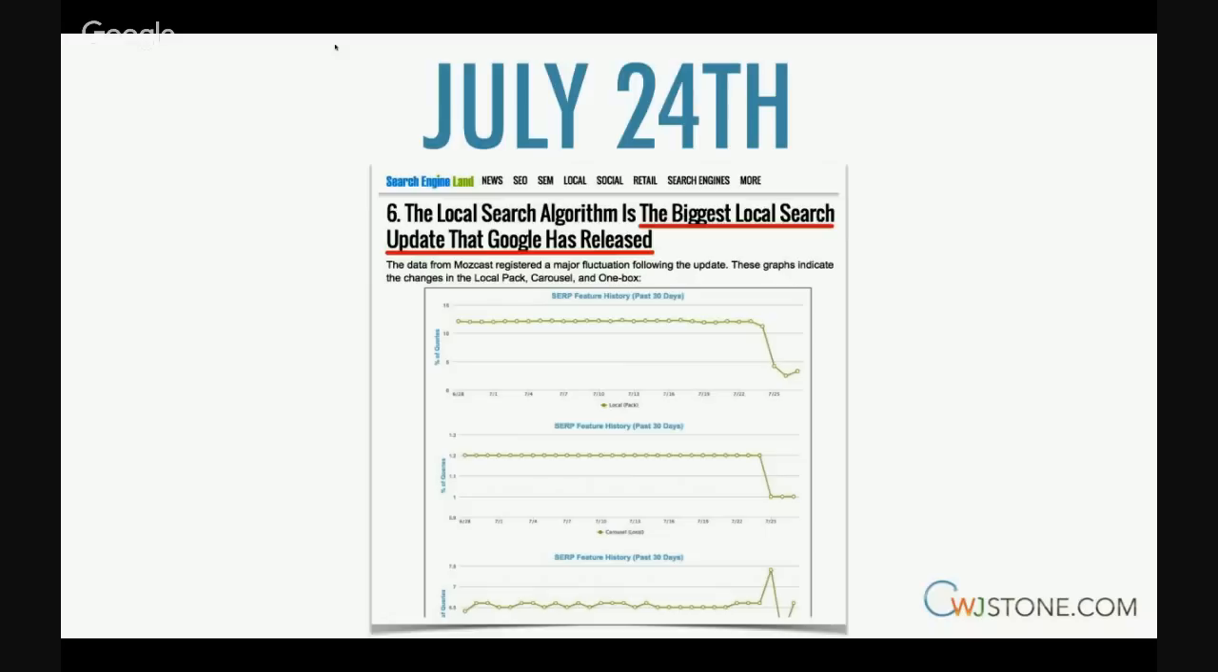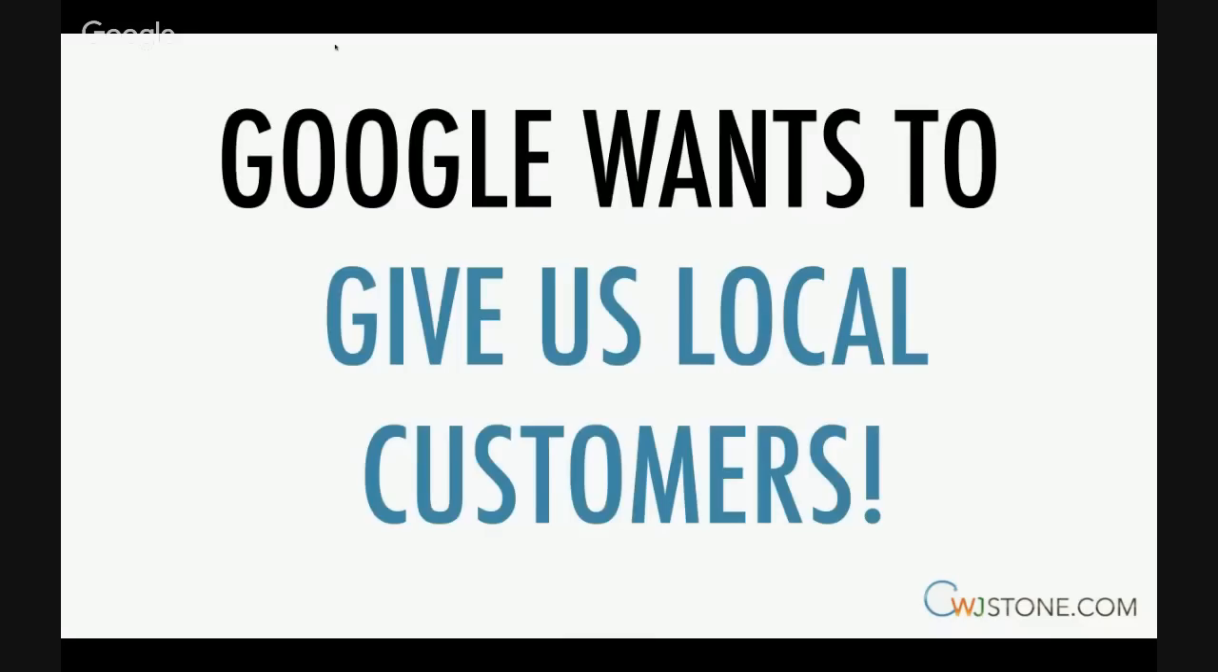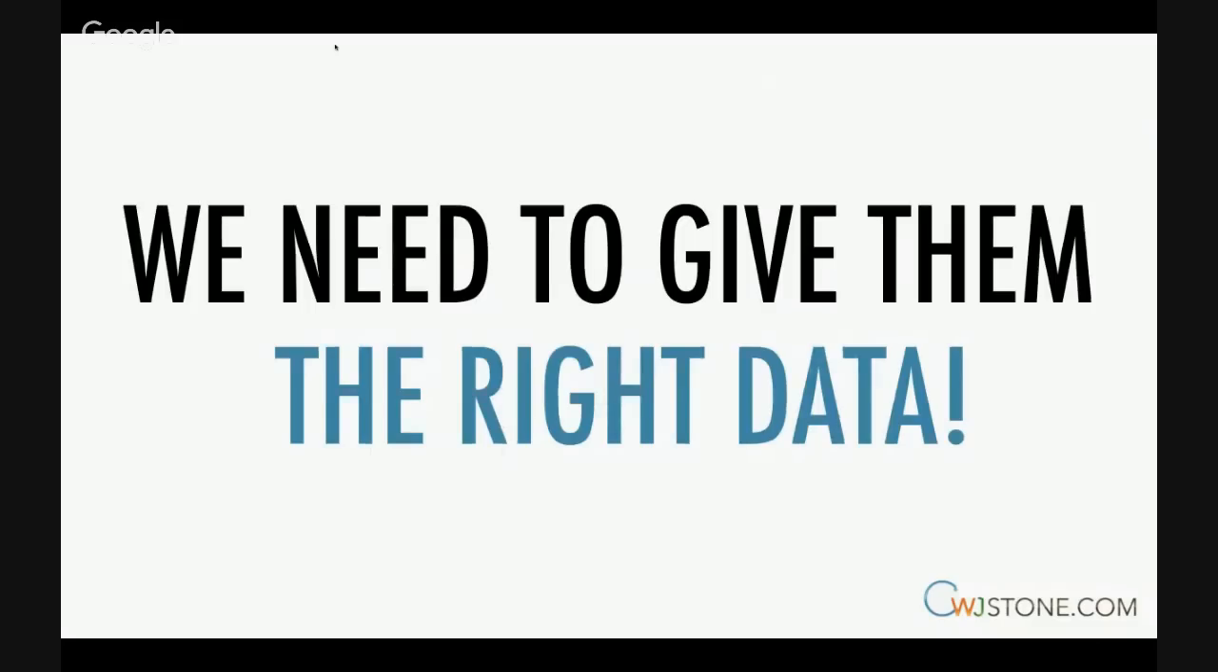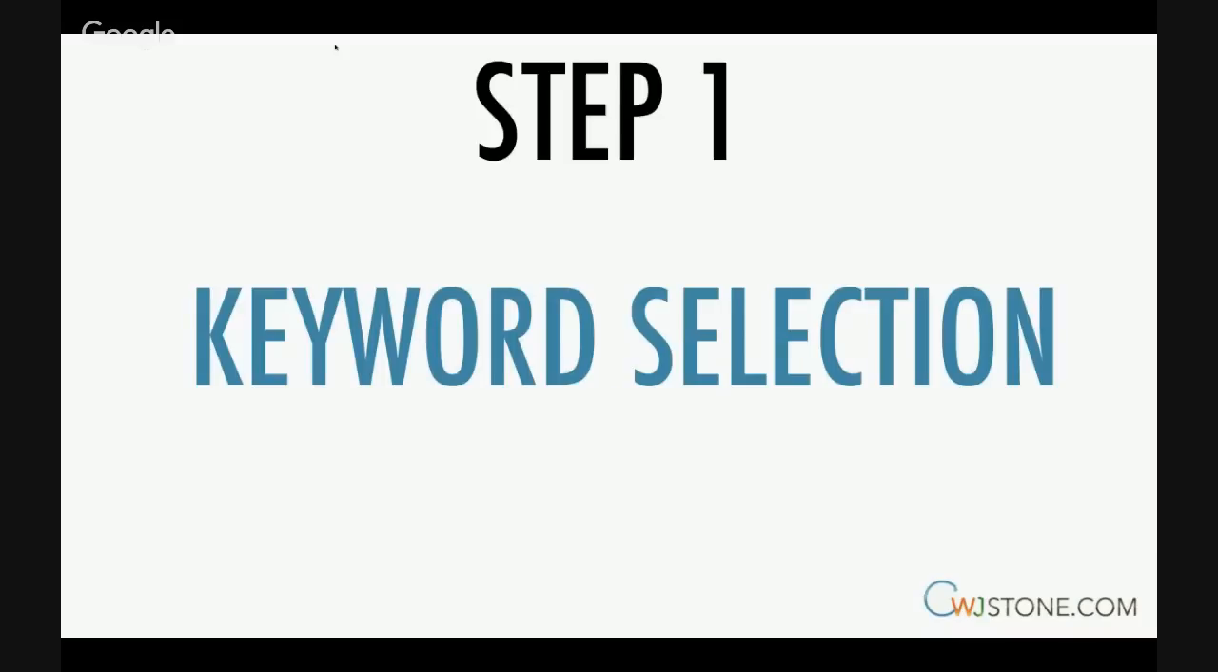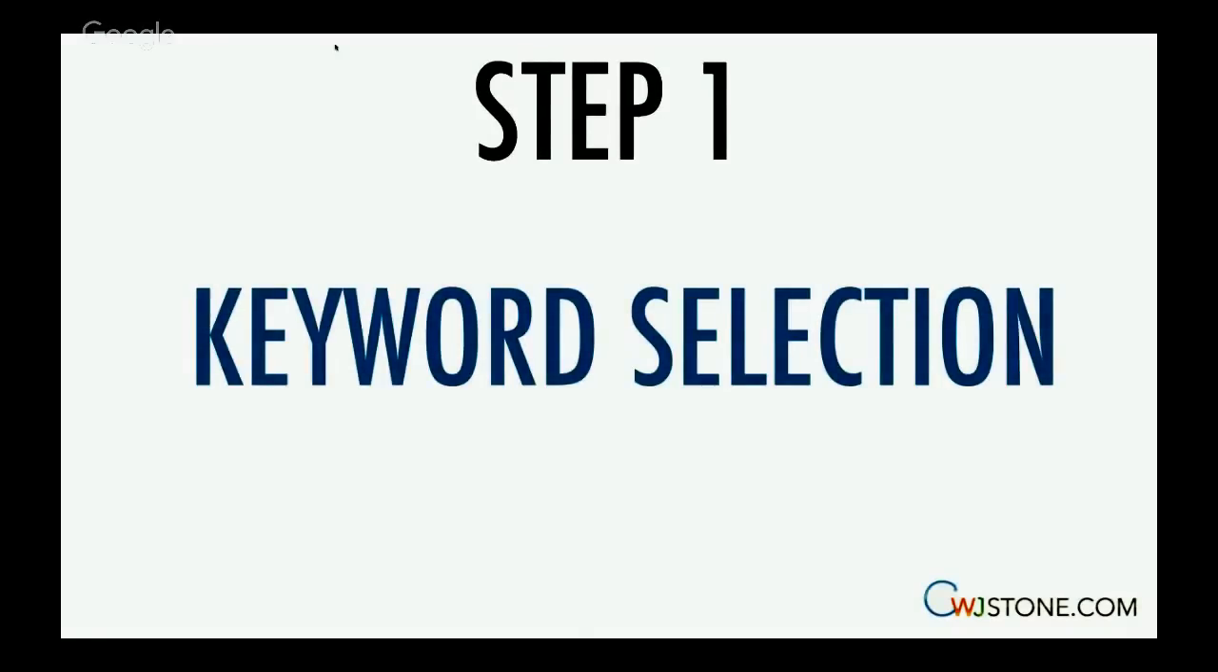So Google is moving the faucet in all the search engines to make it so that local customers are ending up with local businesses, not national brands. Google wants to give us local customers, but we need to give them the right data and the right information so that they can rank us on the front page and put us in front of those high quality customers that are currently being funneled into this small business marketplace. So how do we do that? Step one is keyword selection.